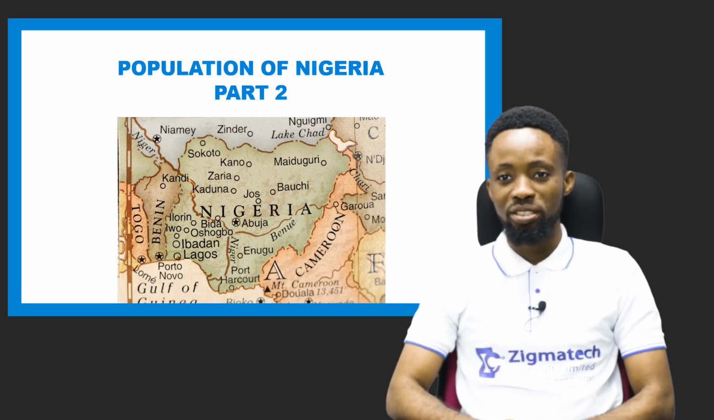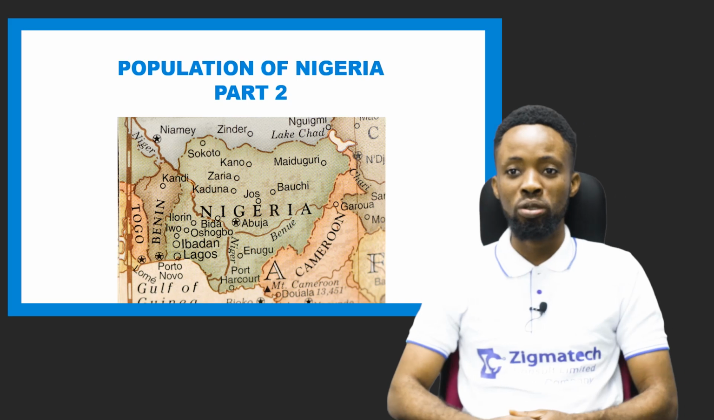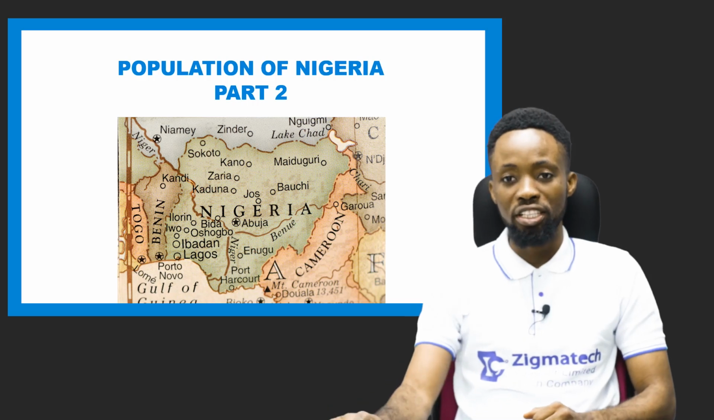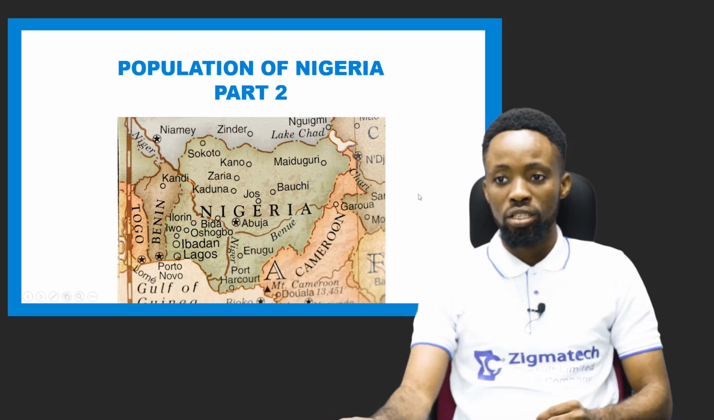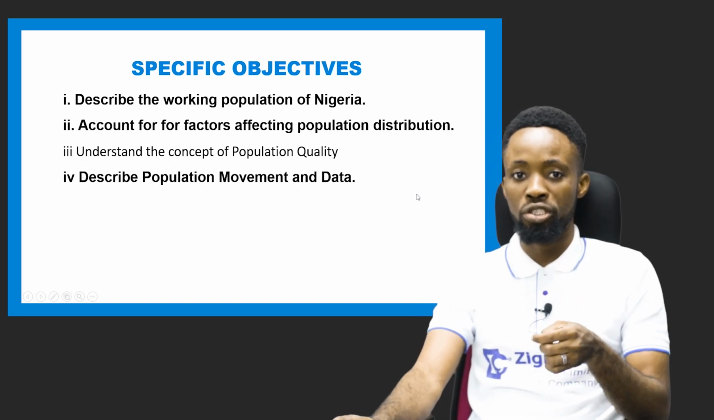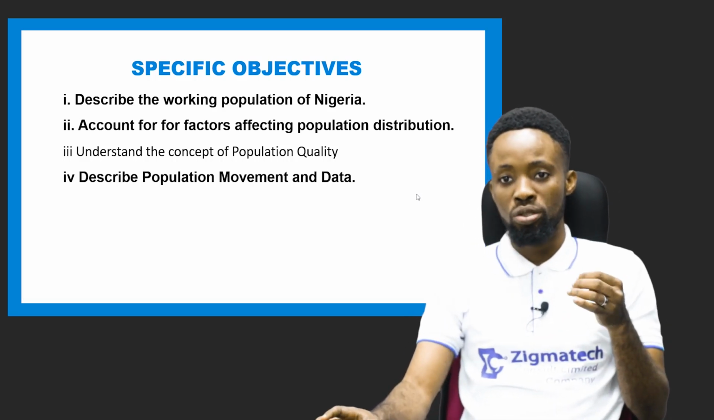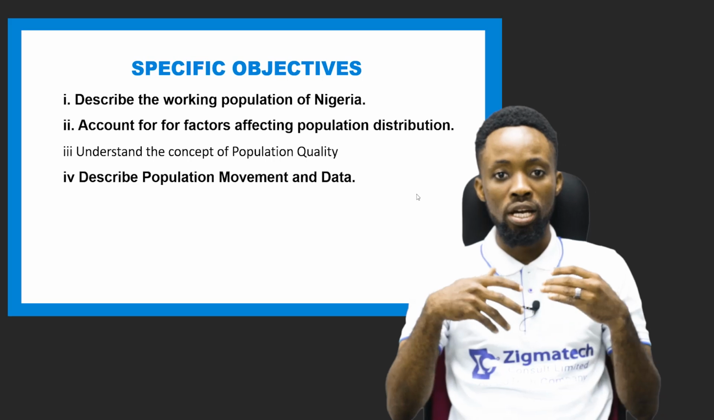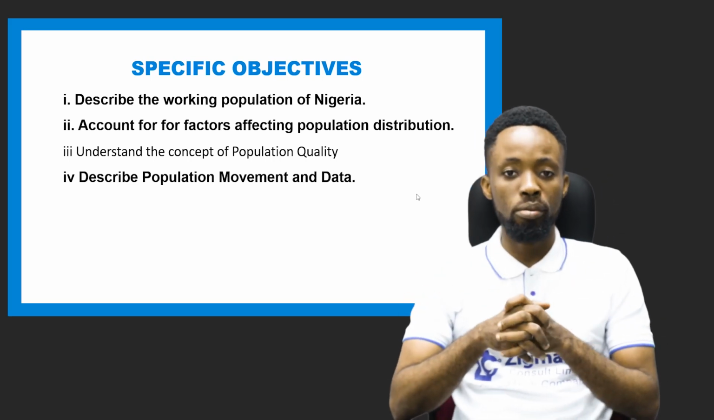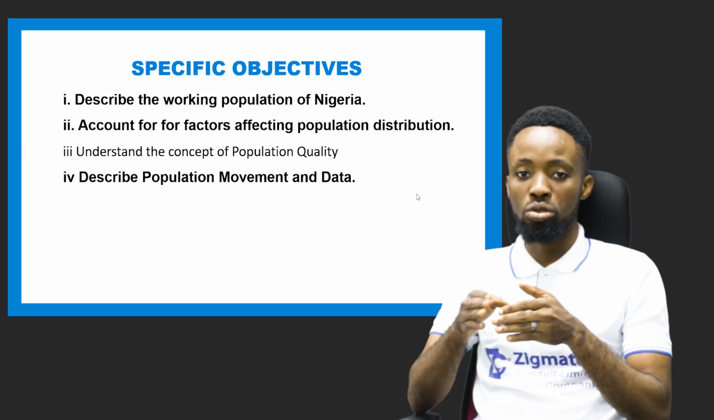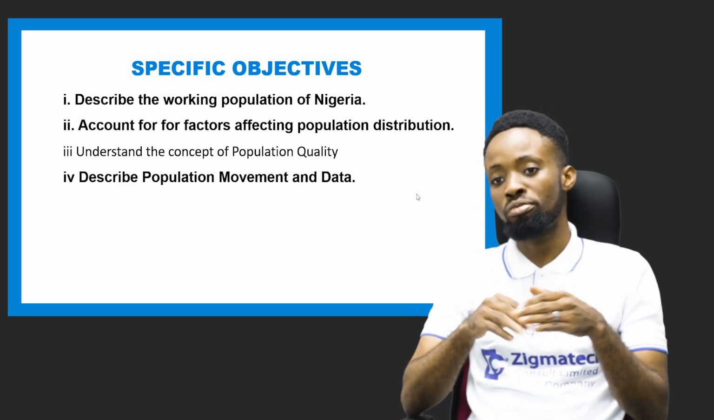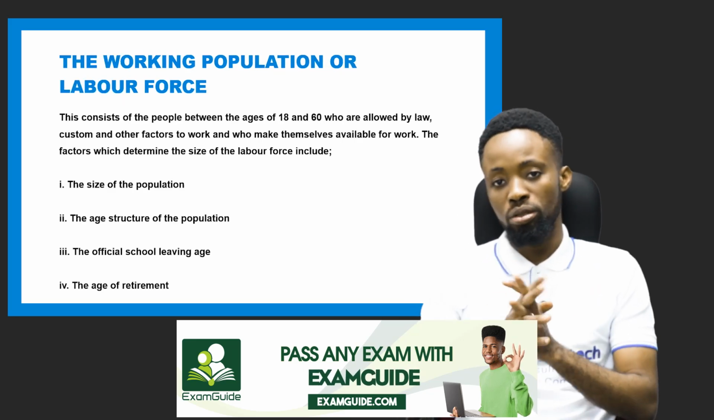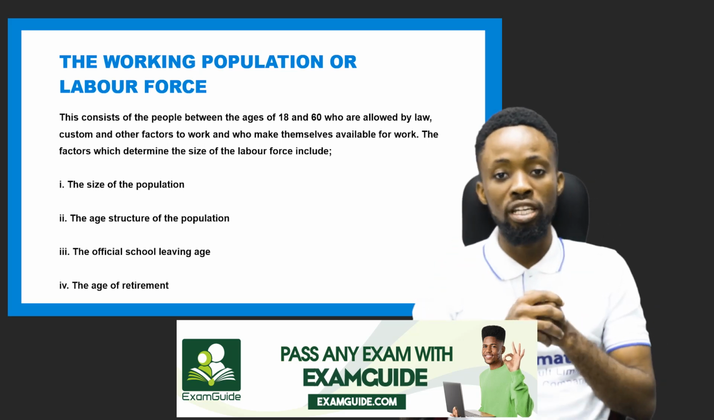Hello, welcome once again. In today's class, we'll be looking at the second part of the topic, population of Nigeria. Today we are going to look at the working population of Nigeria, and also account for factors that affect the population distribution. Then we'll look at the concept of population quality, and also how we can describe population movements and population data. So let's look at the working population, otherwise known as the labor force.